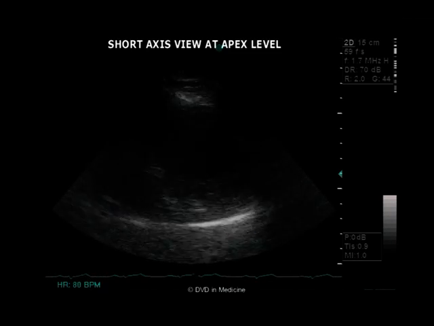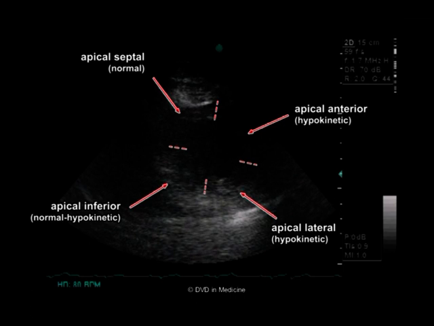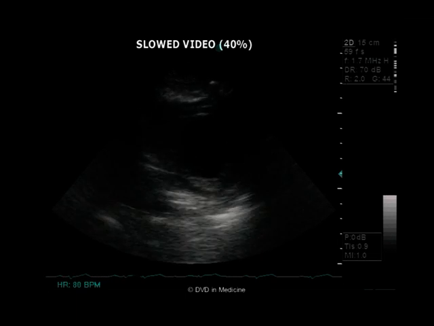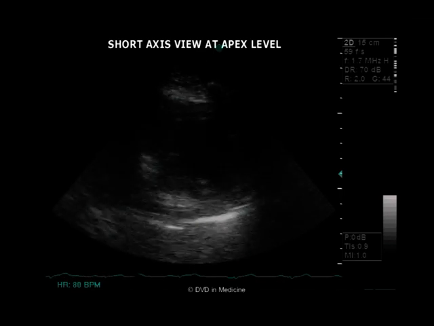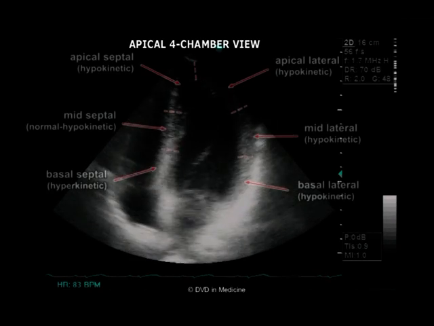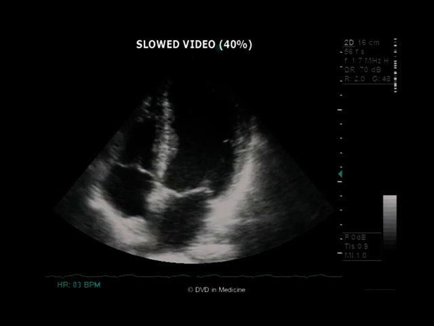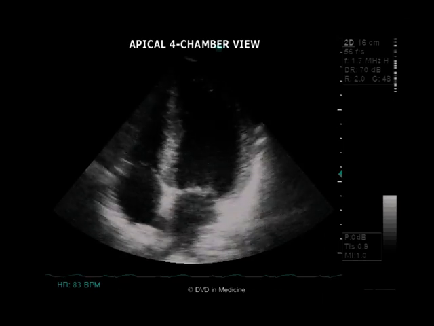The short axis view at the apex level. The wall motion abnormalities are shown in the picture. Slowed video. The left ventricular contractility in real time. The apical four-chamber view. The wall motion abnormalities are shown in the picture. Slowed video. The left ventricular contractility in real time.